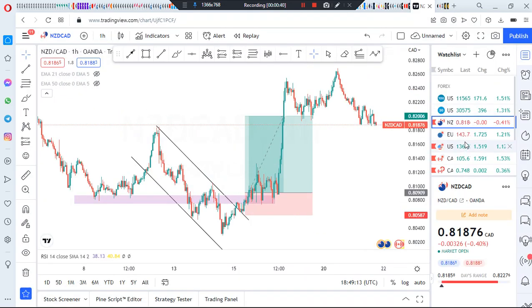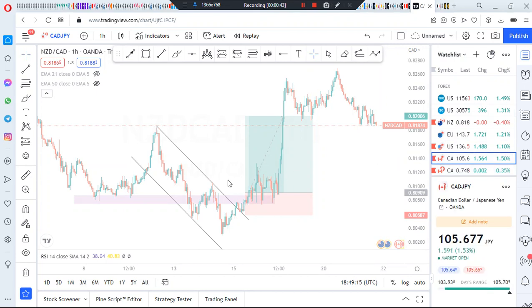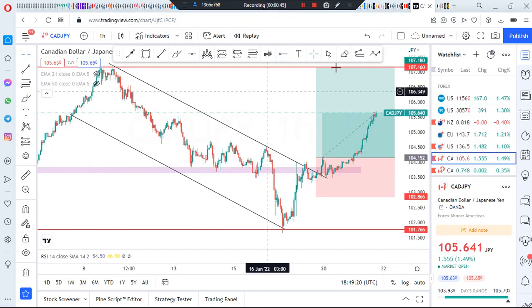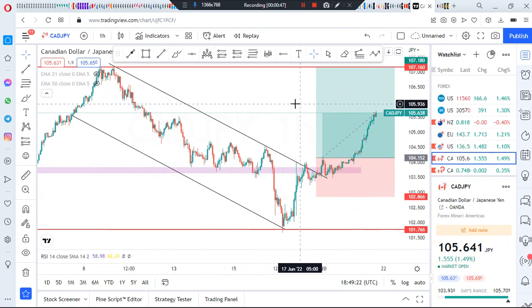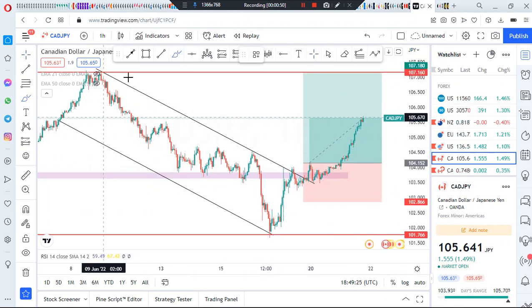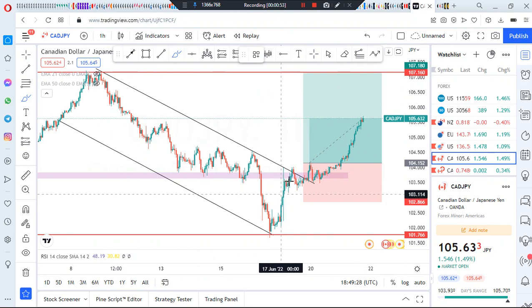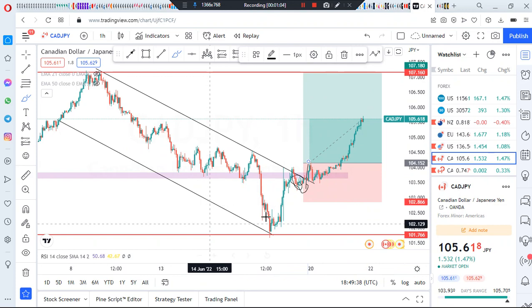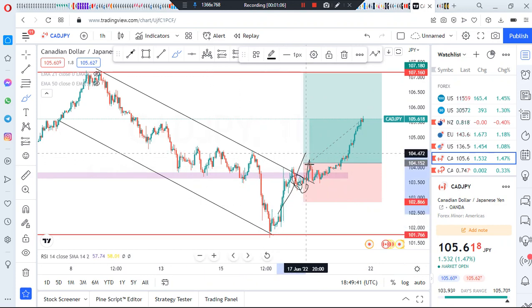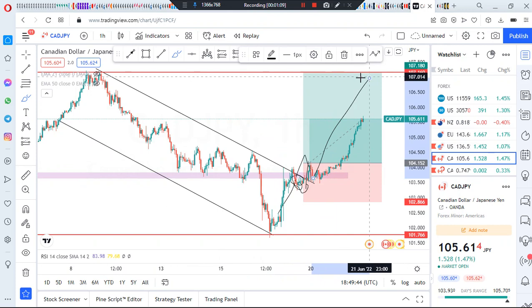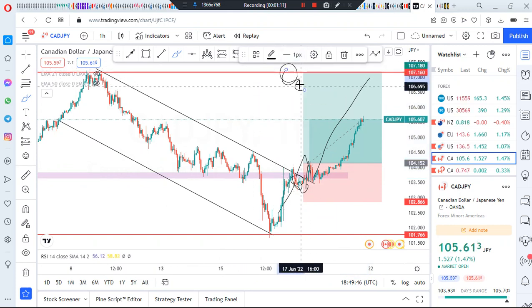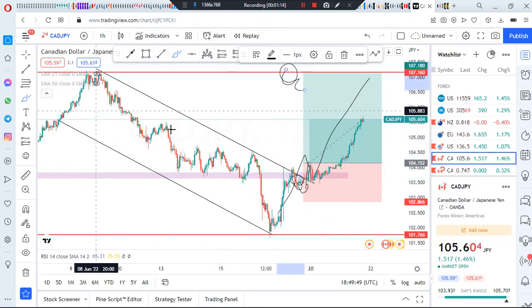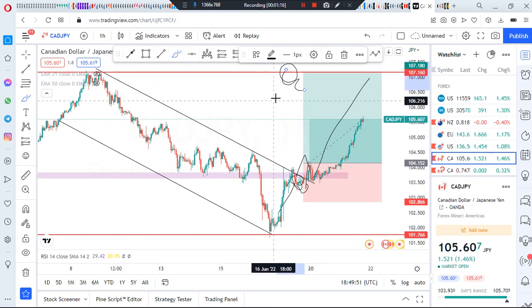Okay, so this was the CAD JPY. In my last video, I analyzed this pair. The trend was right about this area here. This trend was not yet broken to the upside. So what I anticipated was that the trend was going to break and maybe form a retest, then we go to the upside up to around this area. This is our highest area, our final take profit. That was our target.